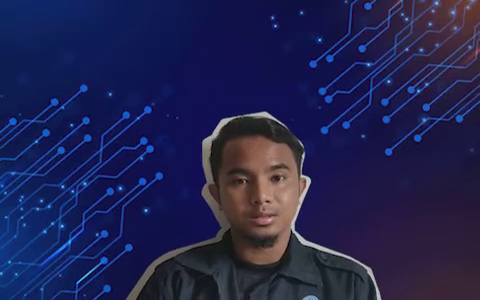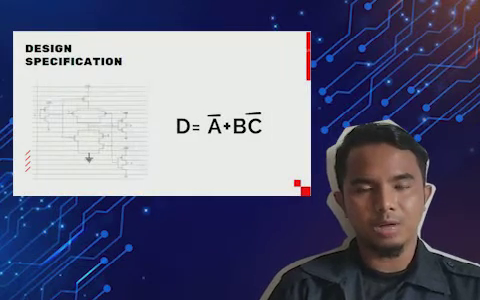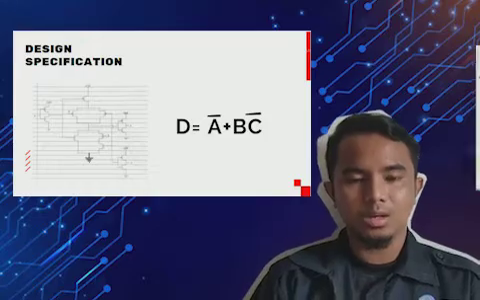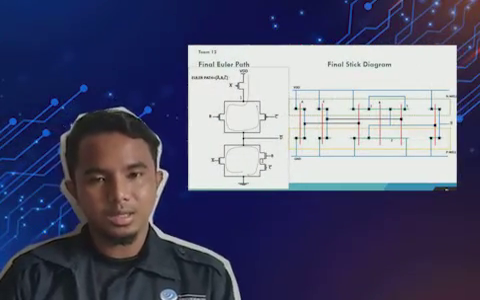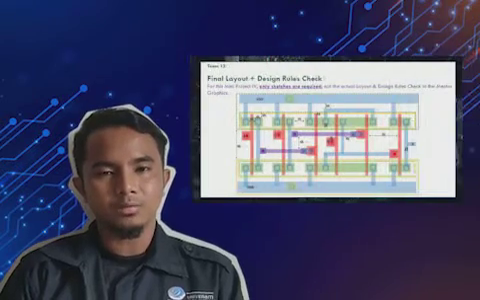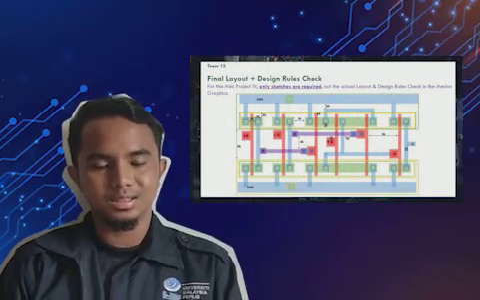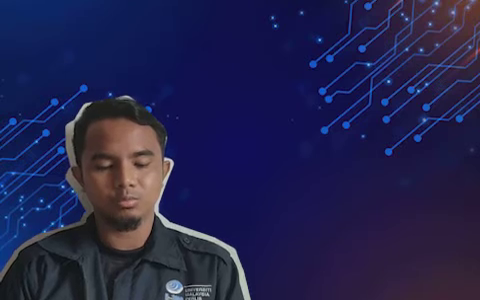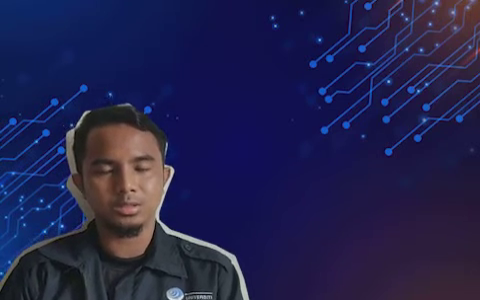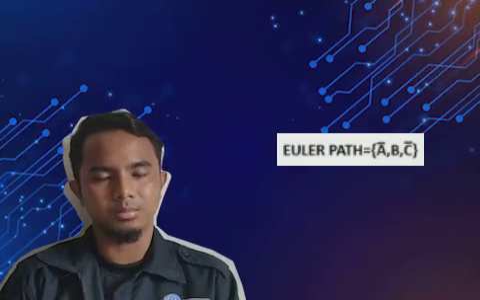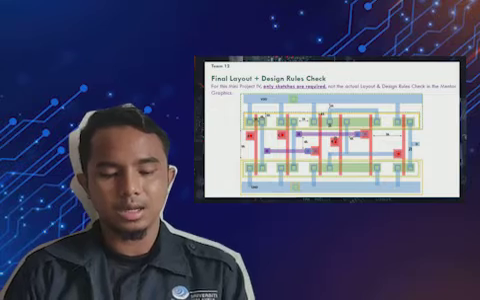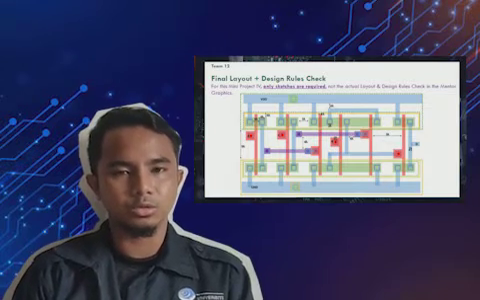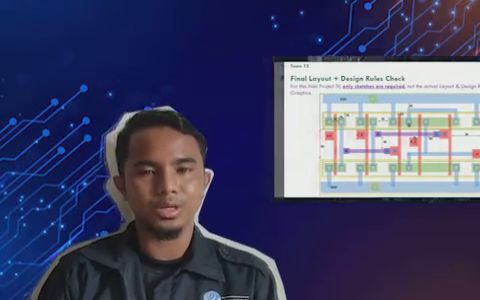After sketching the schematic based on our mini project equation, we are required to sketch a Euler path, stick diagram, and a layout plus DRC. In this part, we chose Munir's Euler path, which is A bar, B, C bar, stick diagram, and his layout plus DRC sketch, as he fulfills most of the mini project 4 requirements.